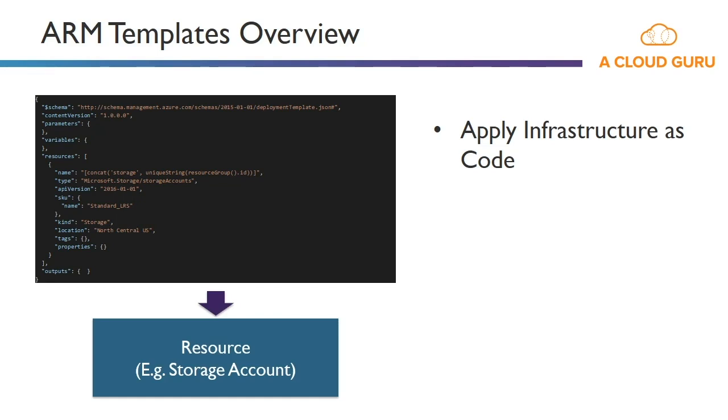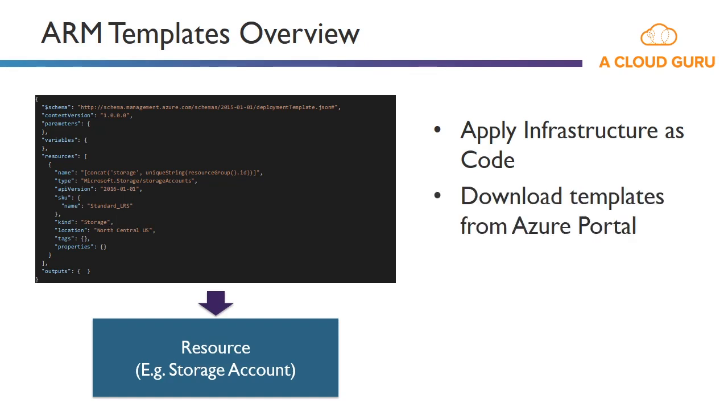So the example on the screen there, don't worry too much about the code yet, we'll get into that later, but we define a JSON file full of code that says, hey, this is how I want my infrastructure to be deployed, and then ARM is the mechanism by which we do that.